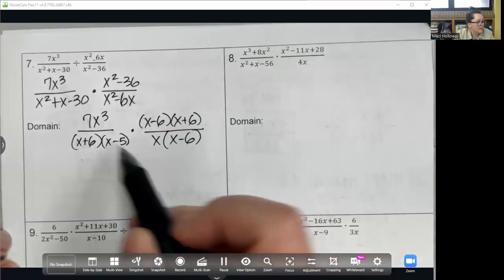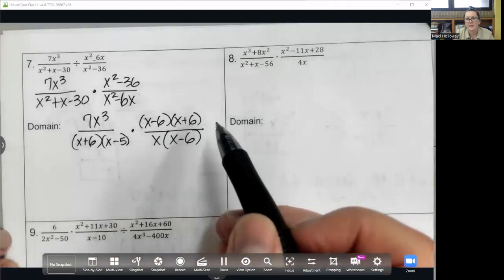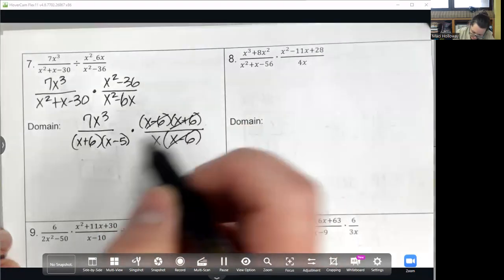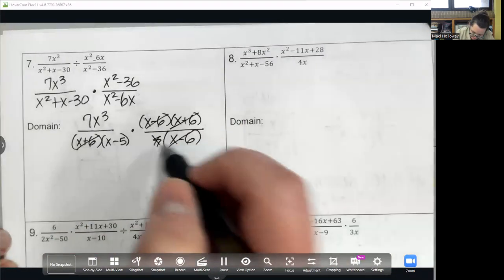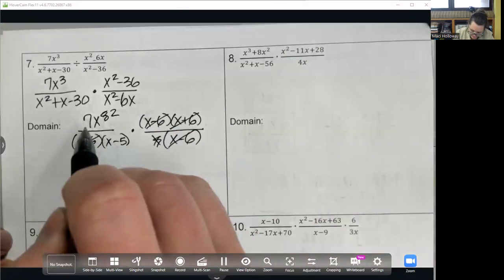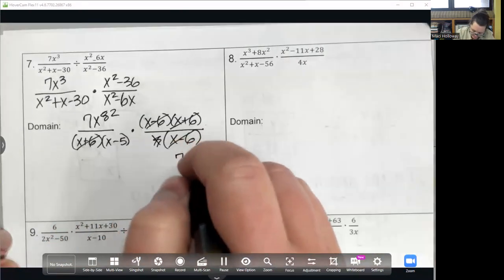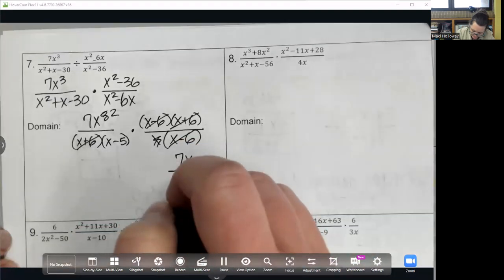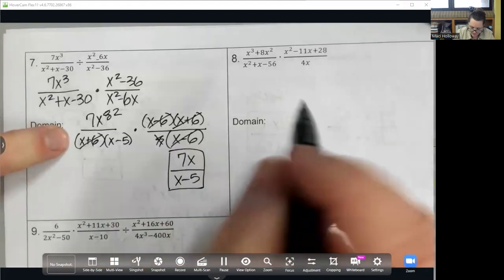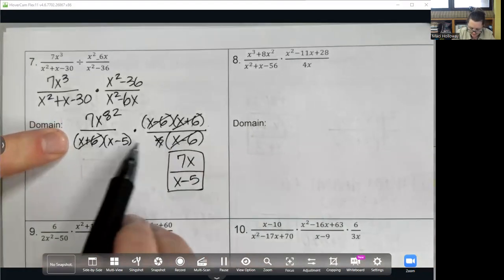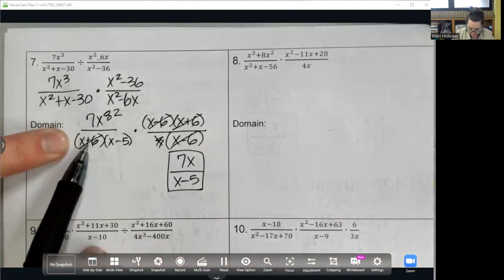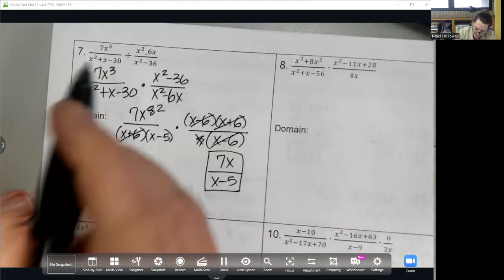So now that we're multiplying, anything on the bottom can cancel with anything on the top. So I can cancel x minus 6, x plus 6, cancel the x here with one of the x's here. So we have a 2 left. So let's see, on the top, we have a 7x. On the bottom, we just have that x minus 5. All right, so original denominator, and that's this one, because when you're dividing, you're actually multiplying by the reciprocal. So we're taking this one down here.